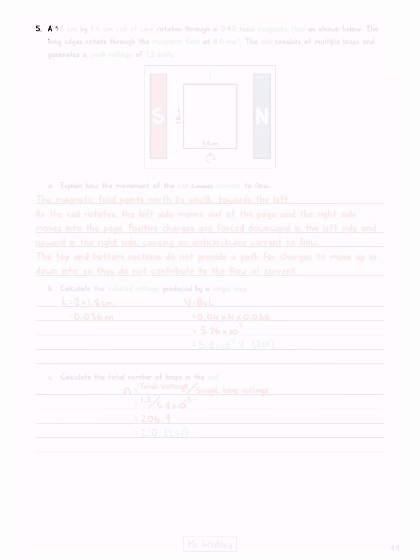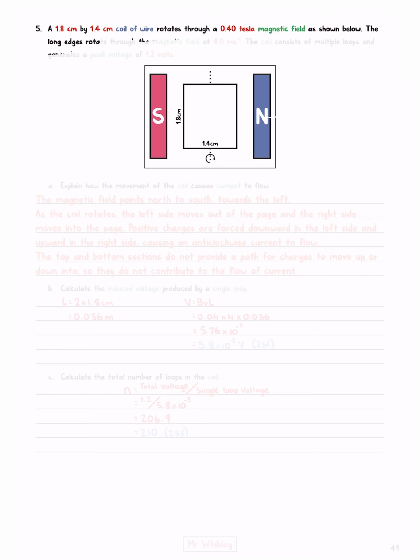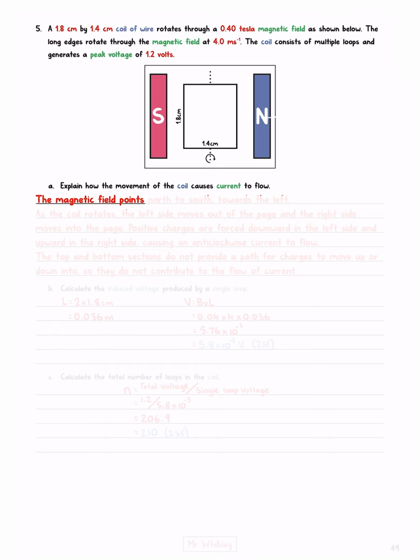Question 5. An 18 centimeter by 1.4 centimeter coil of wire rotates through a 0.4 Tesla magnetic field as shown below. The long edges rotate through the magnetic field at 4 meters per second. The coil consists of multiple loops and generates a peak voltage of 1.2 volts. Explain how the movement of the coil causes current to flow. First of all, the magnetic field lines point north to south, which is towards the left. So in this direction here.